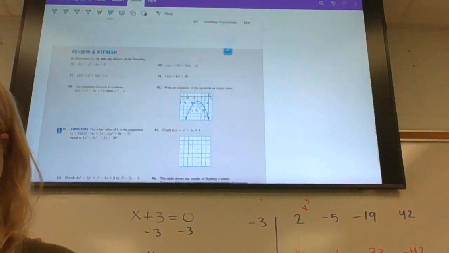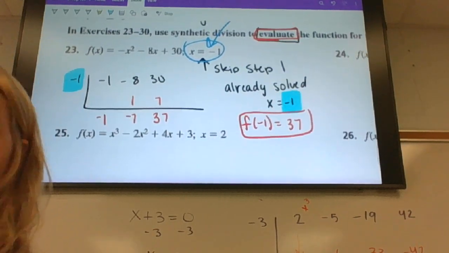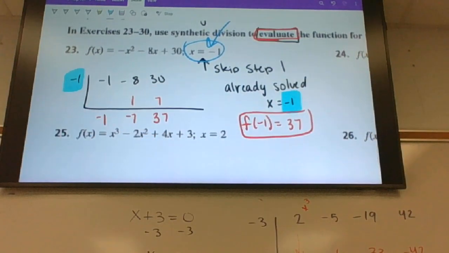All right, let's look at the work for 23. Check that out. And then we're going to talk about these word problems. We had to grab a calculator on them. There's weird decimals involved.